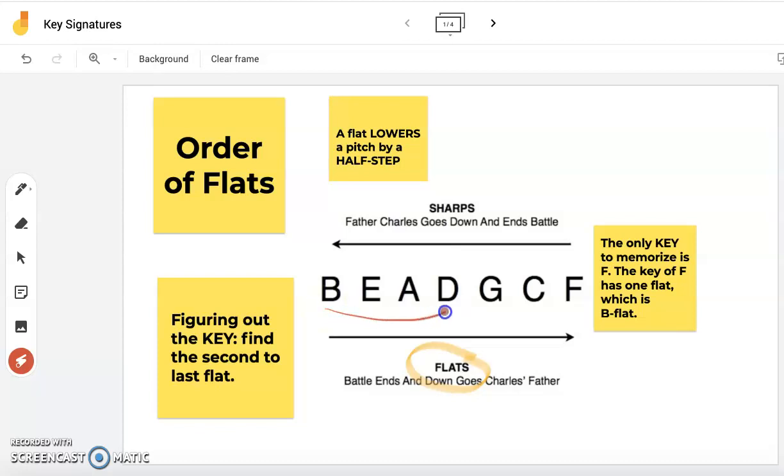If you had 4 flats, B flat, E flat, A flat, and D flat, back up 1 from the last, the second to last flat is A flat. So 4 flats in the key signature means you have the key of A flat. The only key that you need to memorize in flats is the key of F. The key of F has 1 flat, which is B flat.